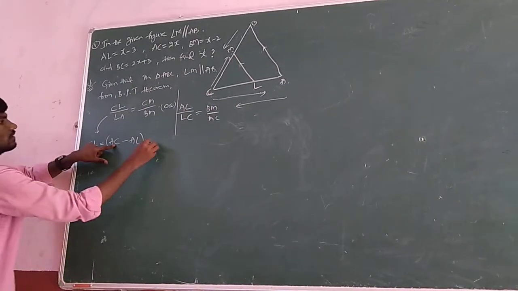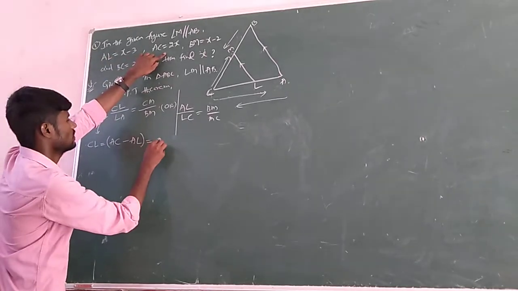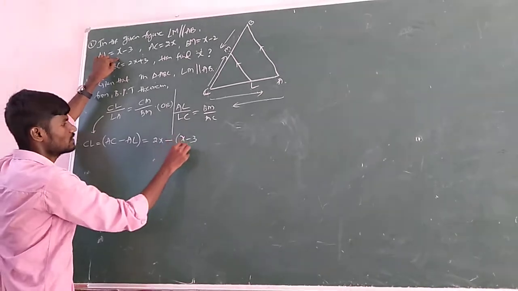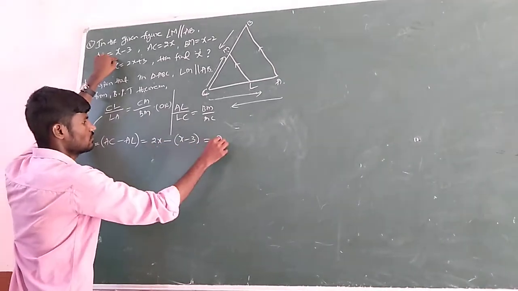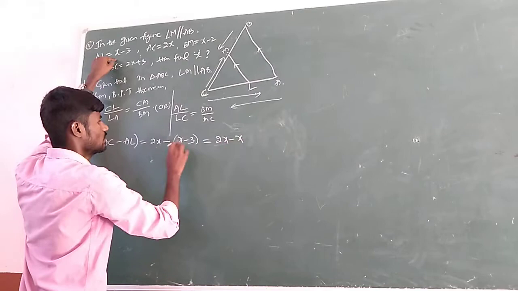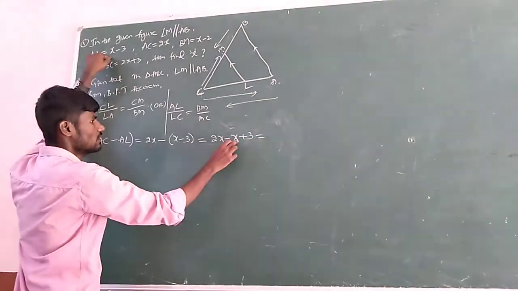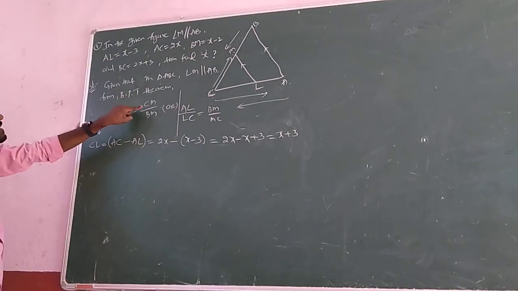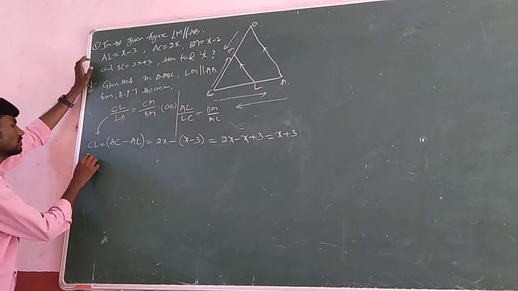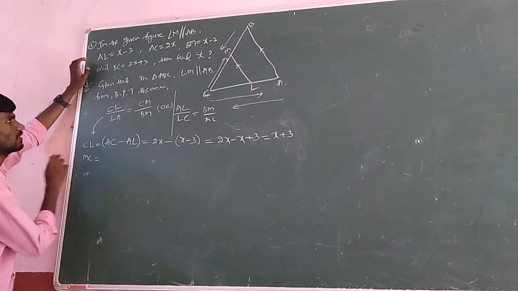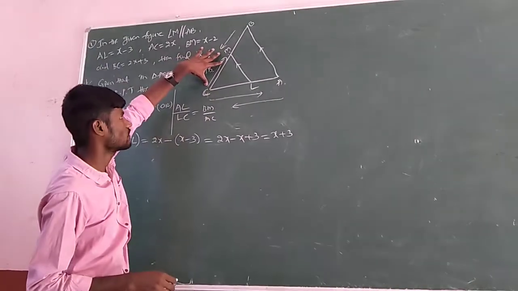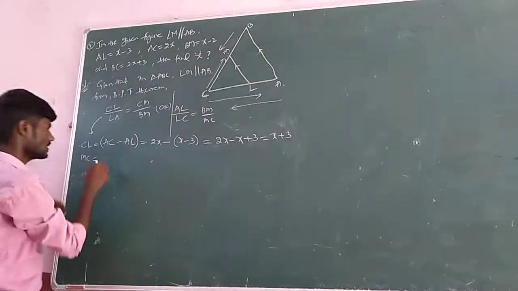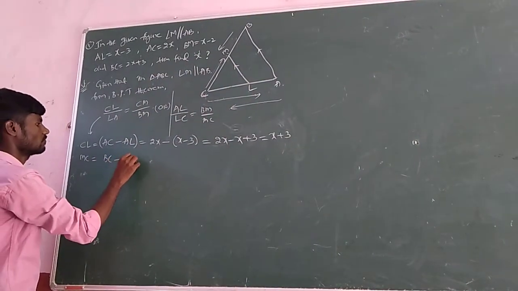So AC is given as 2x, minus AL, given as x minus 3. Since it is minus, you put brackets. Now see, 2x minus x, minus into minus plus 3. What will you get? 2x minus x plus 3. Similarly, is CM given or not given? Let us find it. CM or MC, whatever, I am taking MC. See the figure: to find this, it is the entire BC minus BM. Isn't it? BC minus BM.